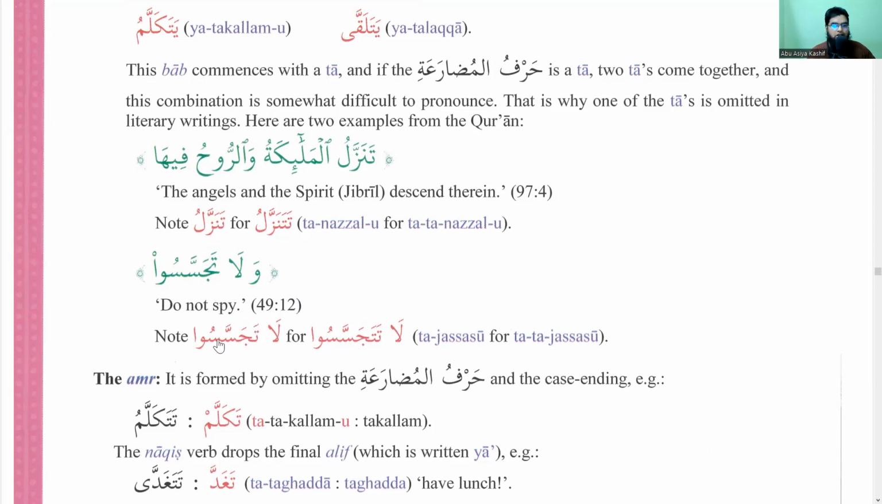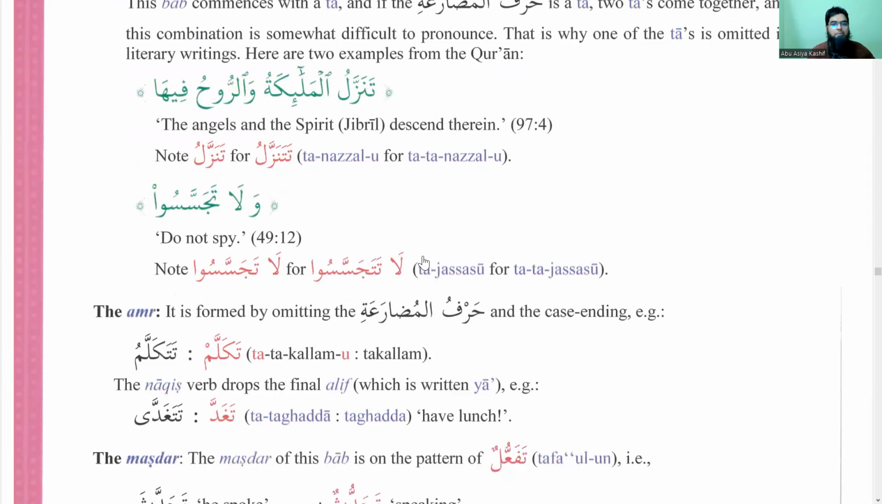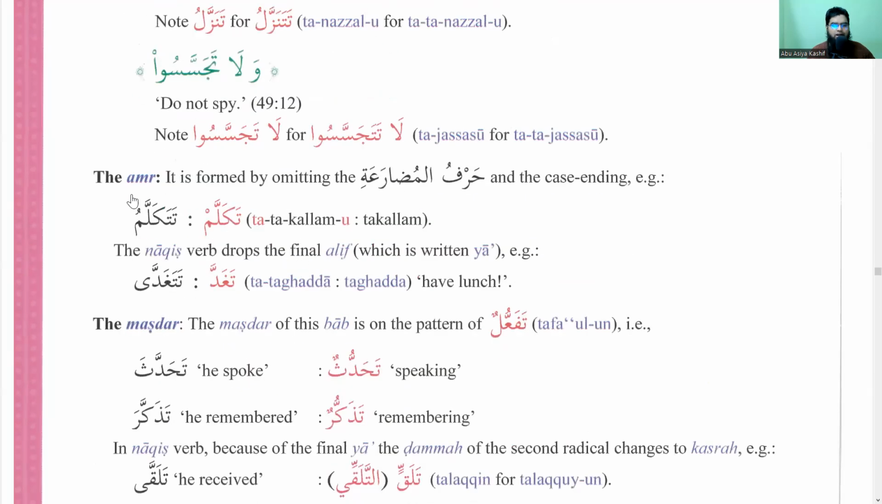So la tajassasu, it was la tatajassasu. So it's two tas, so it was difficult. So you can drop it for takhfif. Takhfif means just easier pronunciation and a lighter version of it. Because the fewer the letters, the easier it is to pronounce. The more the letters, the more difficult. So takhfif is easier pronunciation.